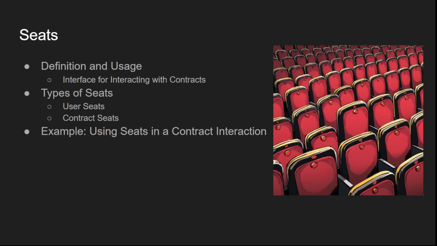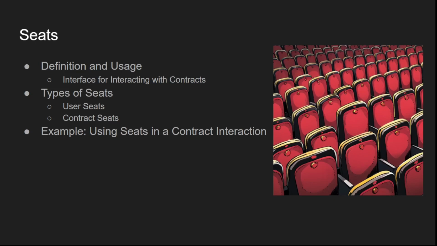Contract seats are used internally within a contract to manage and process offers. These seats allow the contract to handle multiple offers, execute contract logic, and ensure that all interactions comply with the contract's rules. For instance, in an auction contract, a contract seat might be used to keep track of the highest bid and manage the transfer of the item to the winning bidder.